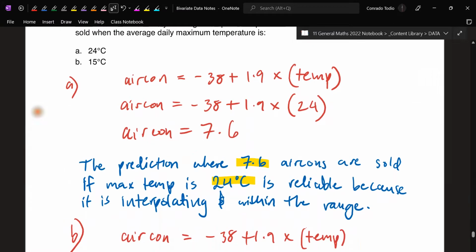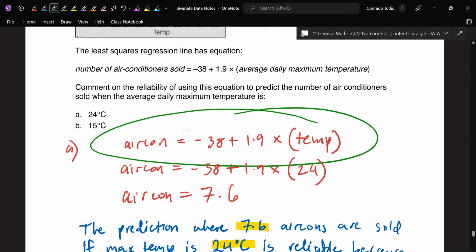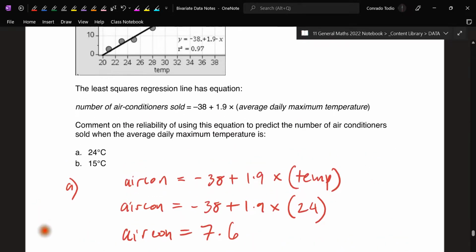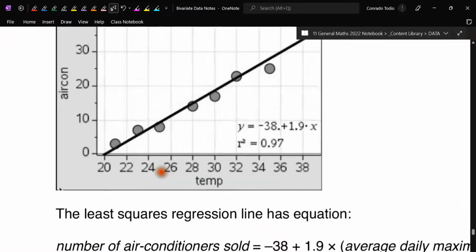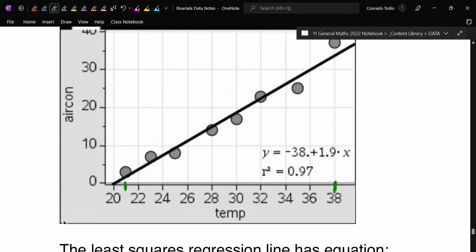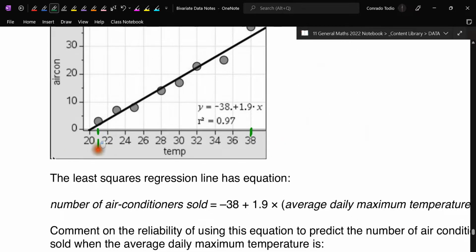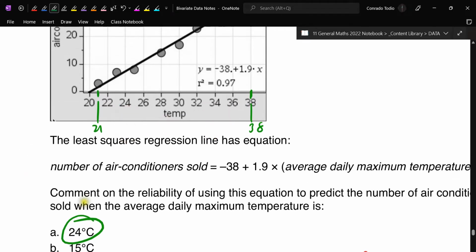If you look at this here, air cons, you've got the formula right here. Air con equals negative 38 plus 1.9 times temp. Now, they want to make a prediction of temperature if it's 24 degrees. If you look at the range of the data here, it ranges from about 21 all the way to about 38. So if you make a prediction that's between 21 and 38, you should be okay. It should be interpolation. Now, temperature is within 21 and 38, so that's definitely within the range. It is interpolation. Sorry, 24, not 21.